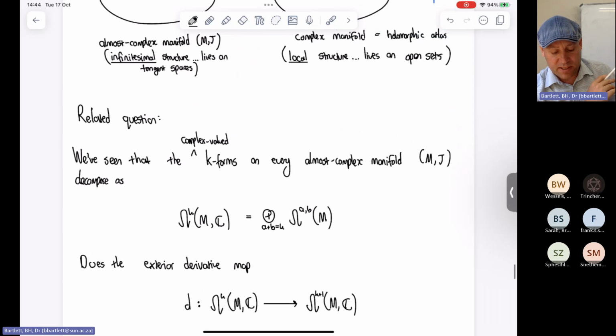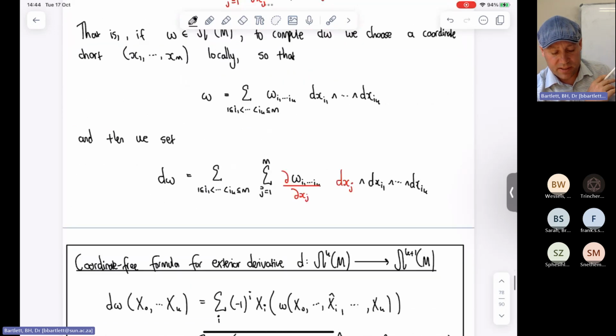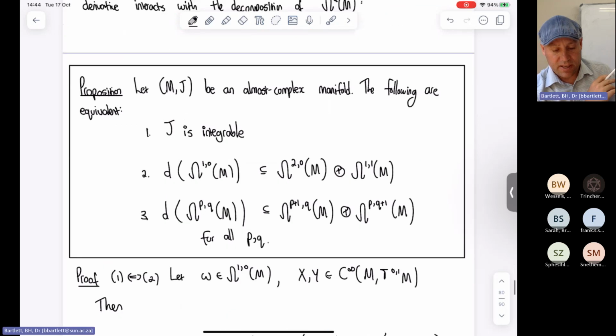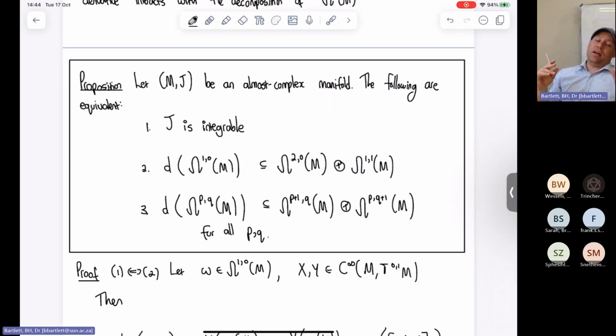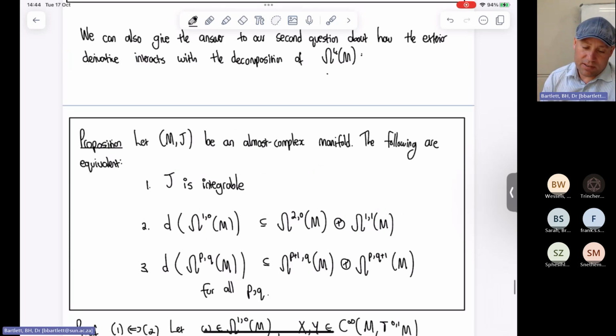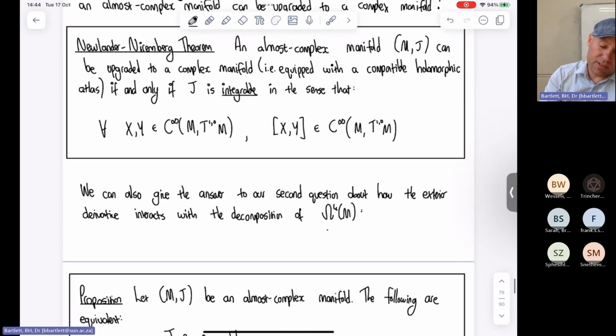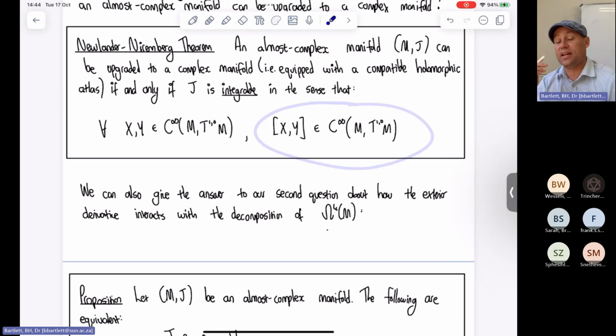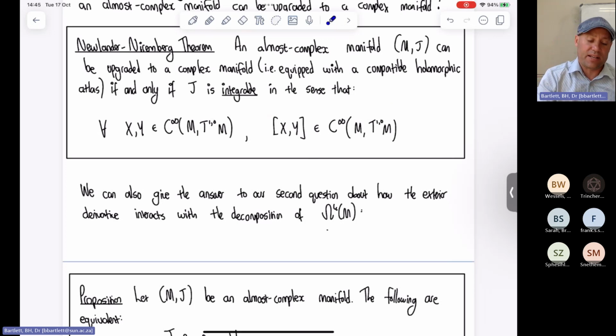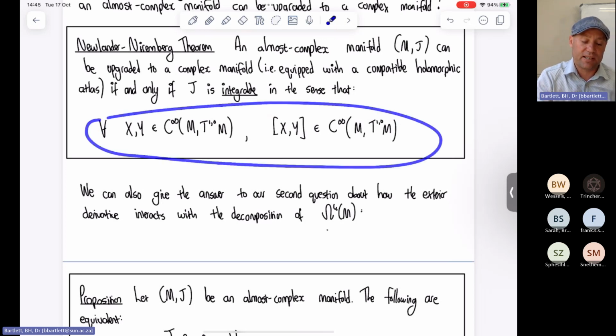And the complete answer was given over here, namely that an almost complex manifold is integrable, meaning that if you start with a 1,0 vector field and another 1,0 vector field, you calculate the commutator, you're going to again get a 1,0 vector field. And the Newlander-Nirenberg theorem says that if that's the case, then that's equivalent to saying that the almost complex structure can be upgraded to a complex structure. So this is the condition we seek.